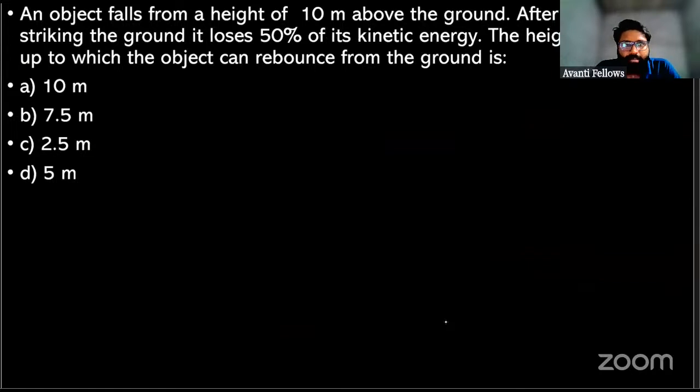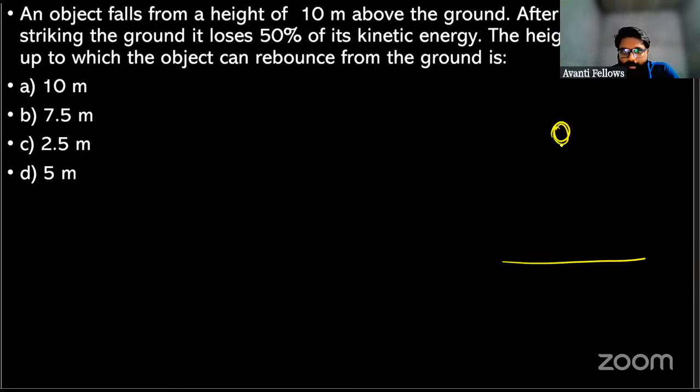An object falls from a height of 10 meters above the ground. After striking the ground, it loses 50% of its kinetic energy. The height up to which the object can rebound from the ground is? Try to solve this. Very good question, and all the questions are from previous years.